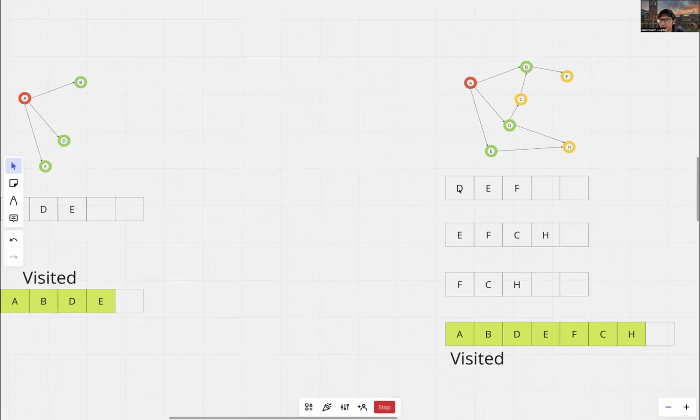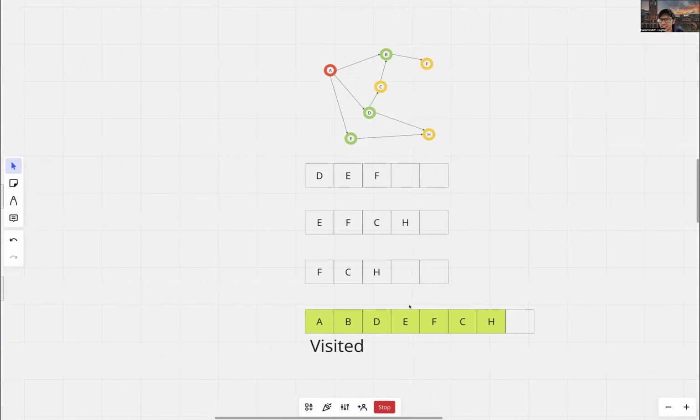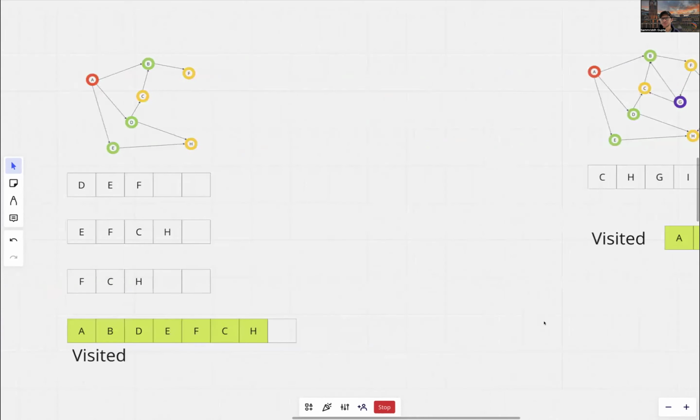Then once I have said that from B, I cannot go to any other place, because the direction matters here, I can only go to F. I've added F, so let's remove B now. So B is gone, and we move on to D. For D, I can visit C and H, so we add C and H. We remove D now. Now there's only E left, and from E, you can visit H, which is already there. So you can remove E as well. You have F, C, H left, and your visited order is A, B, D, E, F, C, and H.